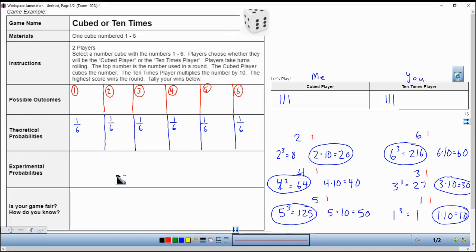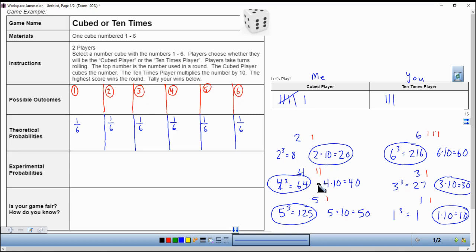Okay, got a 6. So who wins with a 6? I believe I win. Yep, the cube player wins with a 6, so I get a point. I'm going to count that 6. All right, next. Another 6. Believe it or not, another 6. So I get that point. Another tally for the 6s. 4. I got a 4. So that's another point for me. I got a 4, and I win.